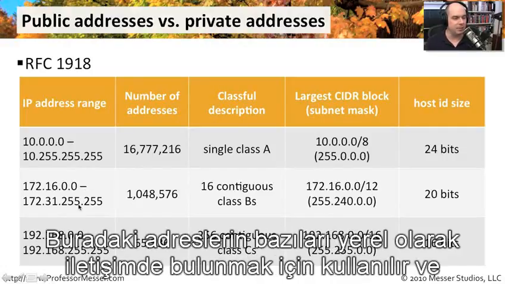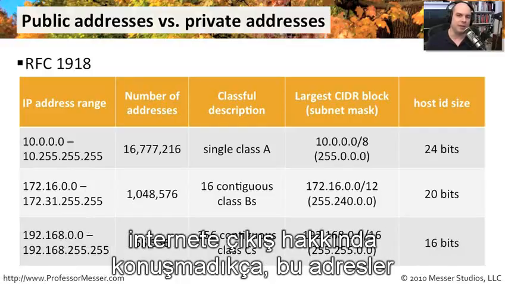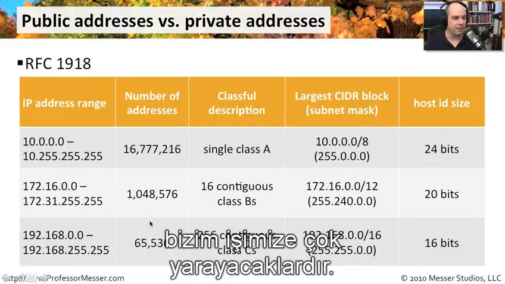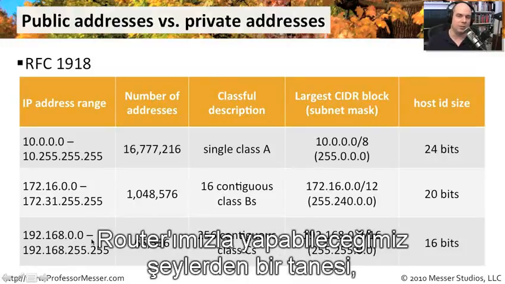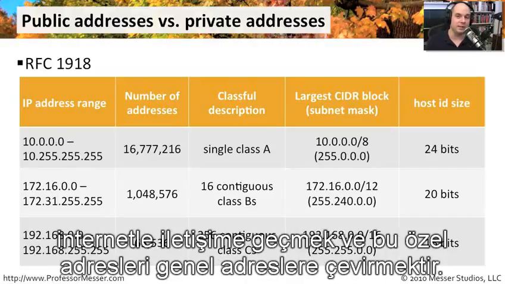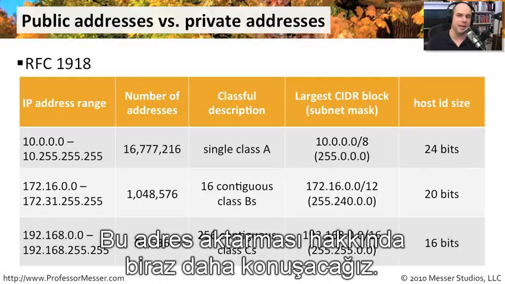These addresses here are some that are used just to communicate locally, and as long as we're not talking out to the internet, these IP addresses will work great for us. One of the things that we're able to do with our routers that do talk to the internet is convert these private addresses out to public addresses with an address translation. We'll talk about that in a bit.